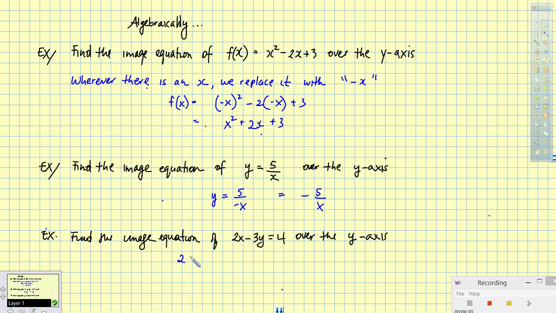So I'll say 2 times negative x minus 3y is going to equal 4. So negative 2x minus 3y equals 4. And there's my final solution.